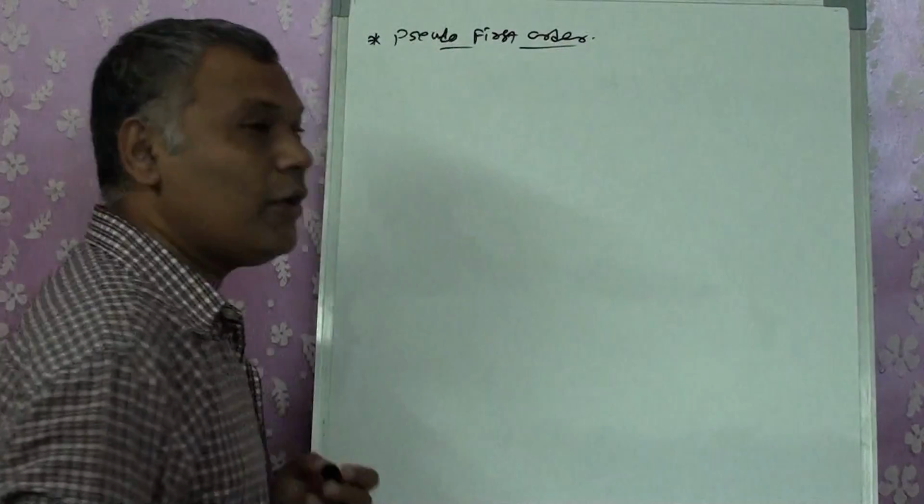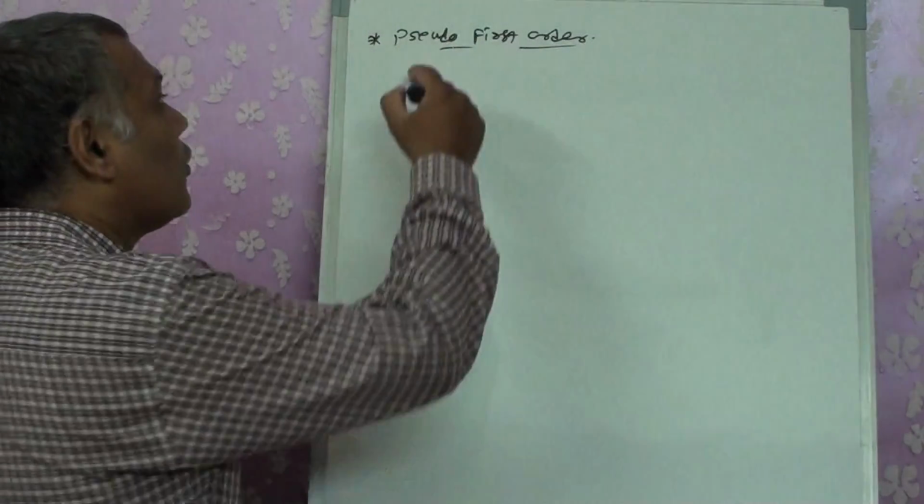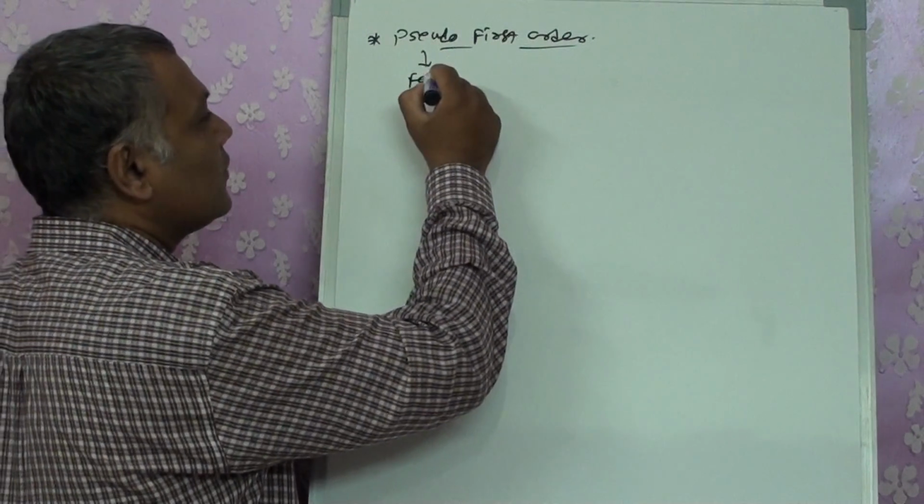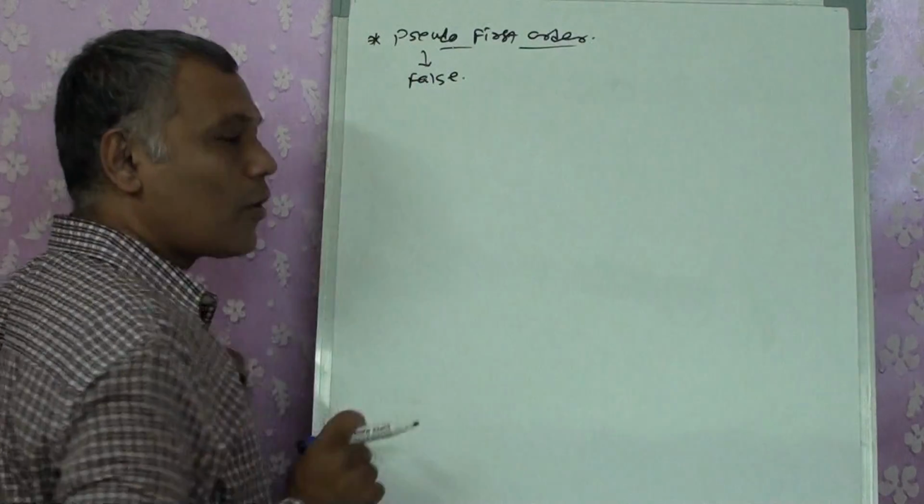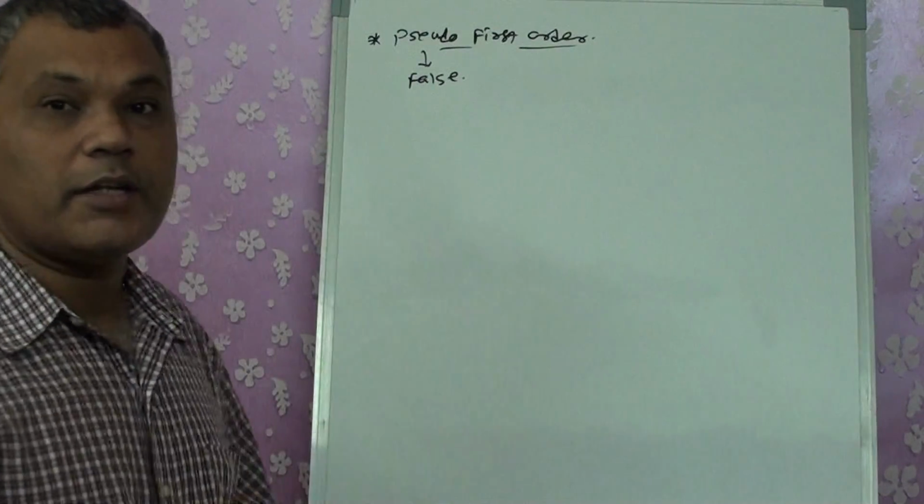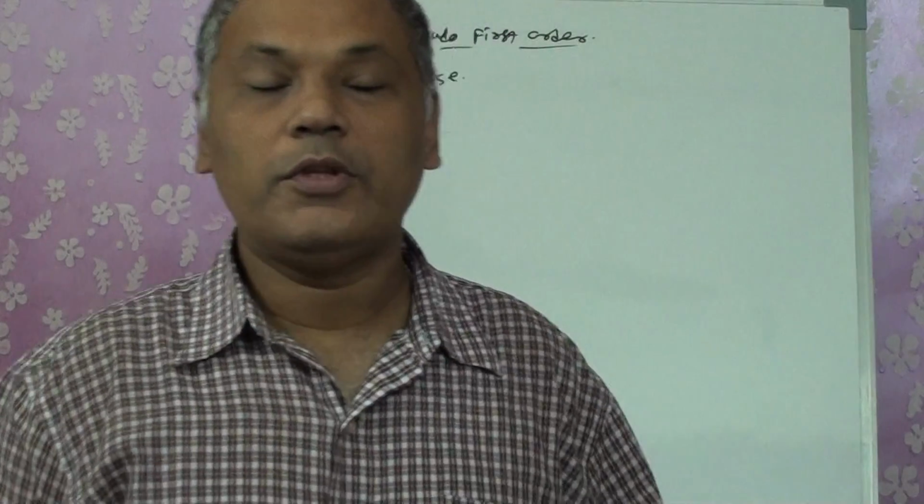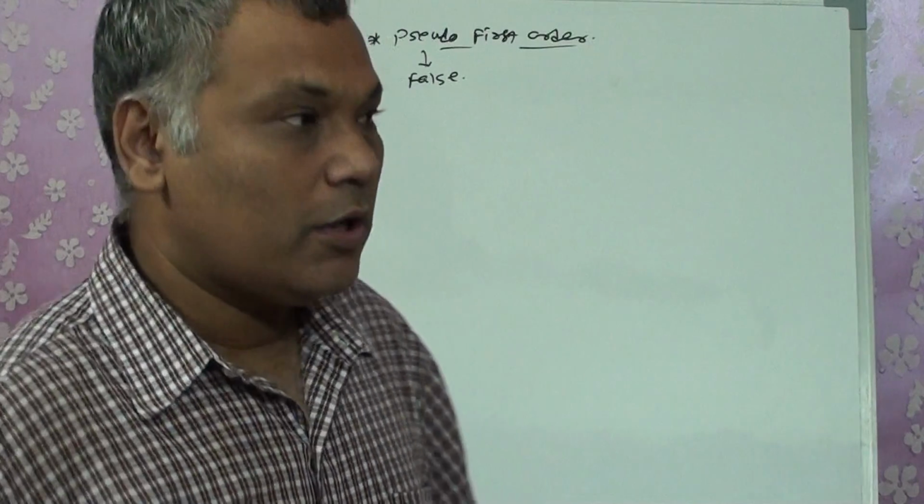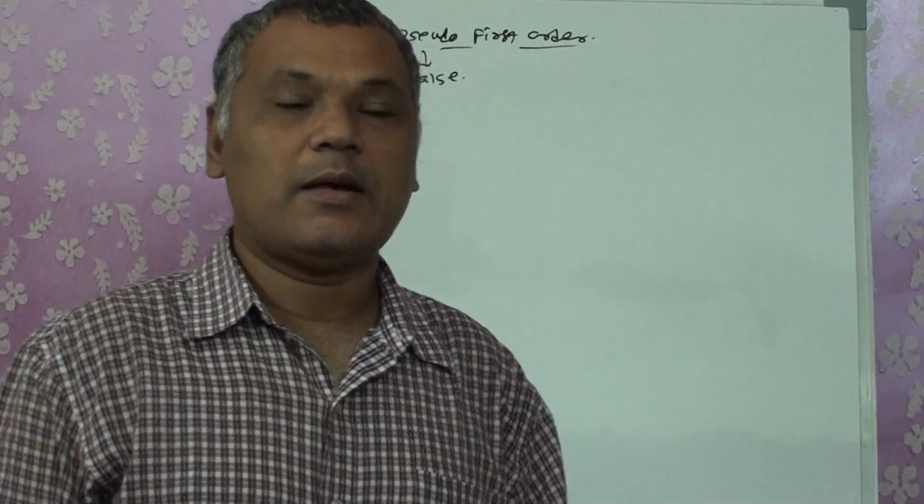Now, what is the meaning of pseudo? Pseudo means false, or wrong. Certain reactions are there which are not of that particular order, but still they behave as if they are of that order of the reaction. Then we consider it as a pseudo first order reaction. Particularly first order, we are taking as an example.